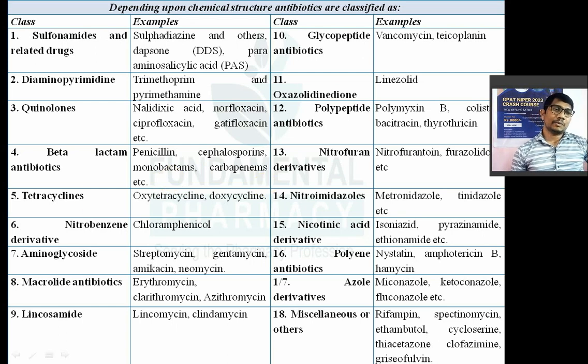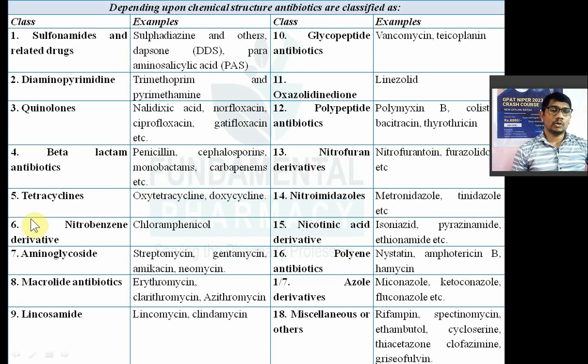Depending upon the chemical structure, antibiotics are classified into the fifth class known as tetracyclines. In tetracyclines you will have four benzene rings fused together. So two anthracene rings fused together, or four benzene rings fused together, known as tetracyclines. In that you have oxytetracycline, demeclocycline, okay, chlortetracycline, doxycycline, etc. They are protein synthesis inhibitors.